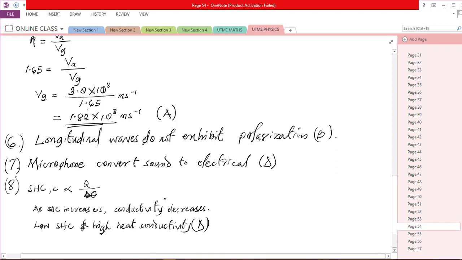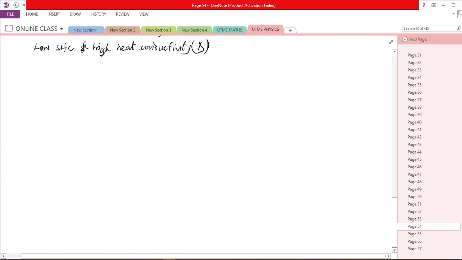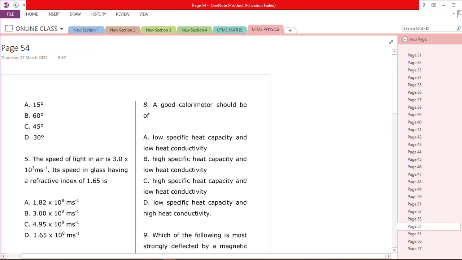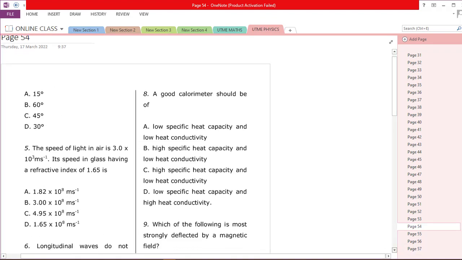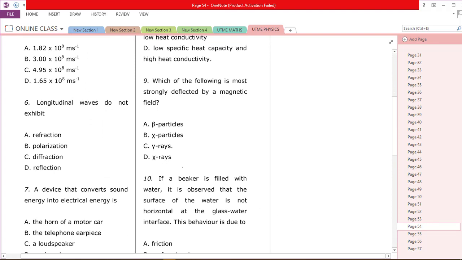Now we go to number 9. Number 9 says that which of the following is most strongly deflected by a magnetic field? Alpha particle, beta particle, X-ray, gamma rays. See, all these ones, they are not deflected at all. Only beta particle is deflected.